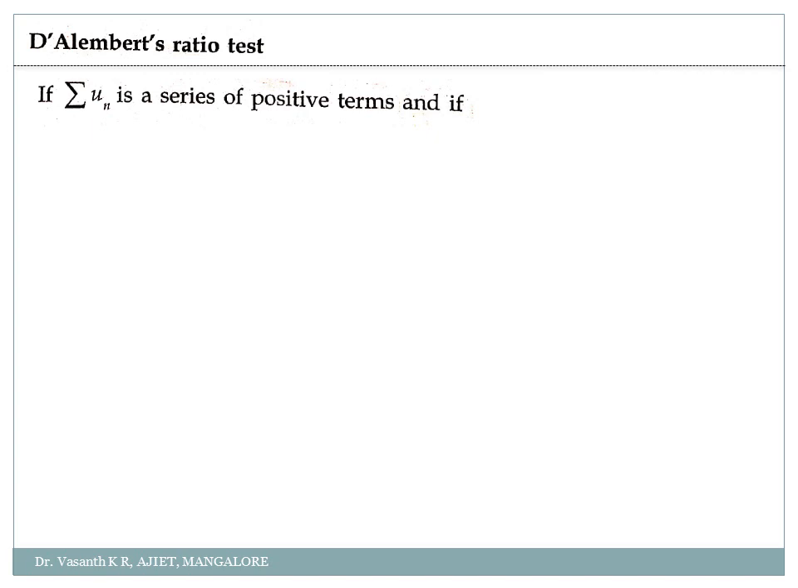So now I have D'Alembert's root test, the ratio test, or we call it the root test. Okay, so here, see what the method is first. If summation un is a series of positive terms, and here the condition is this one, instead of raising to the power n, we are writing it as limit n tending to infinity un plus 1 divided by un is equal to L. What is that L again?